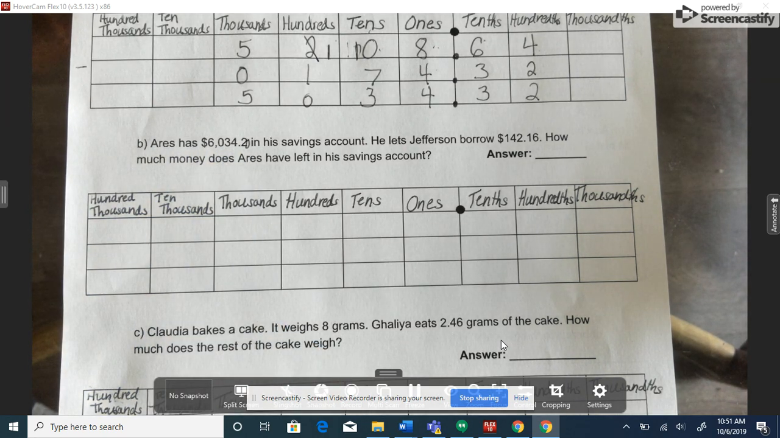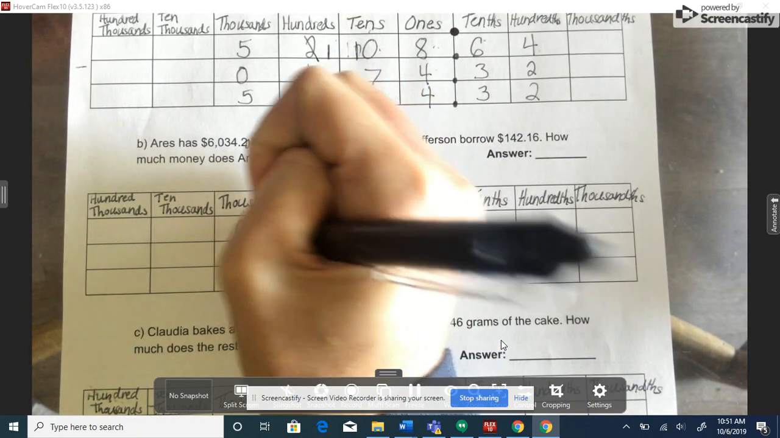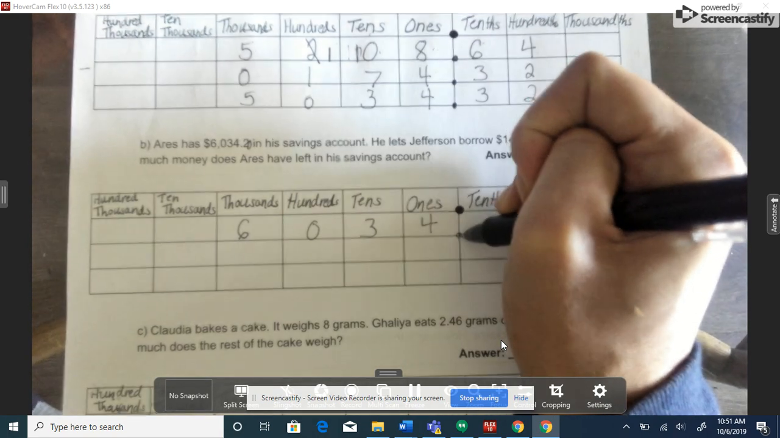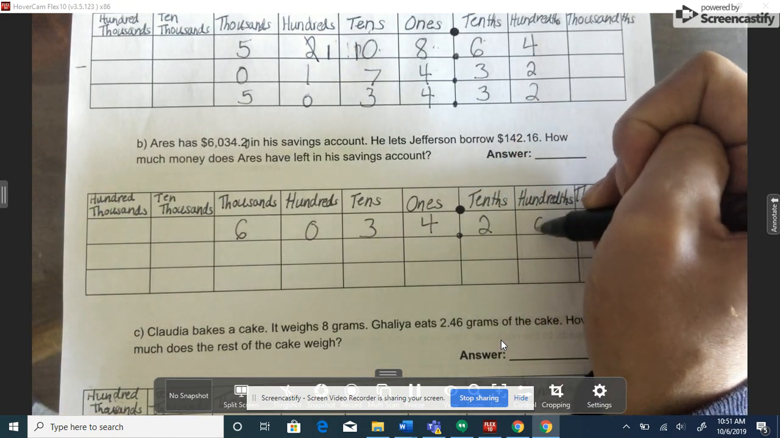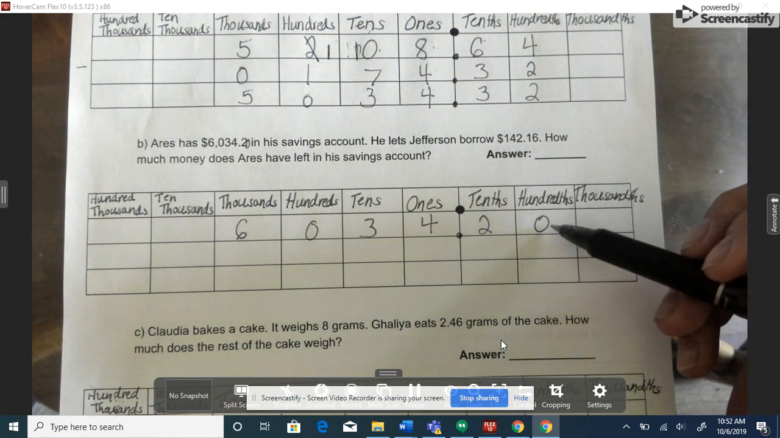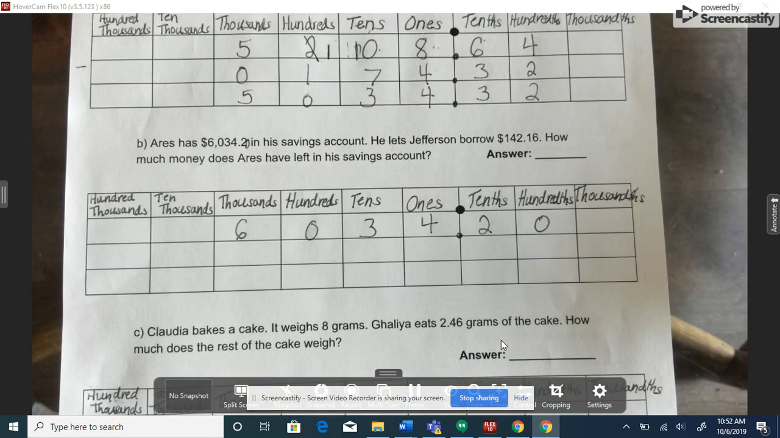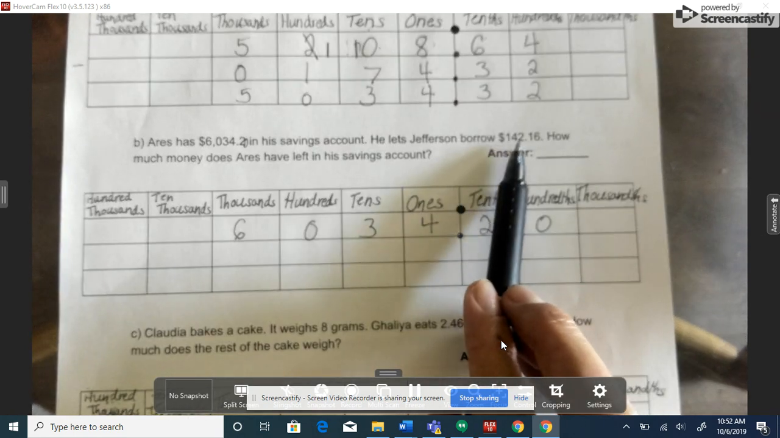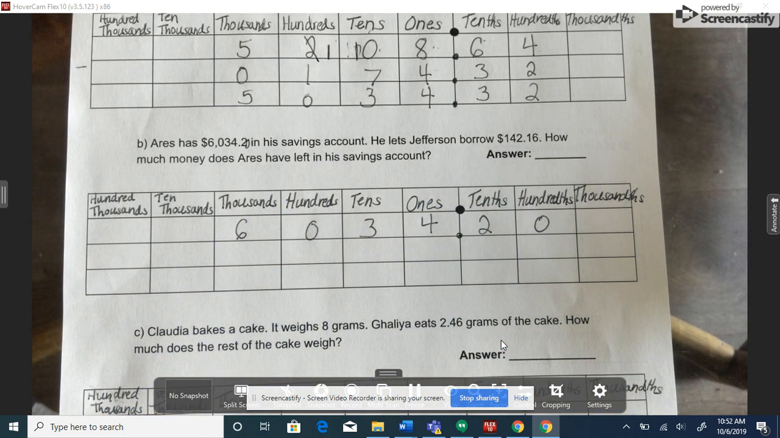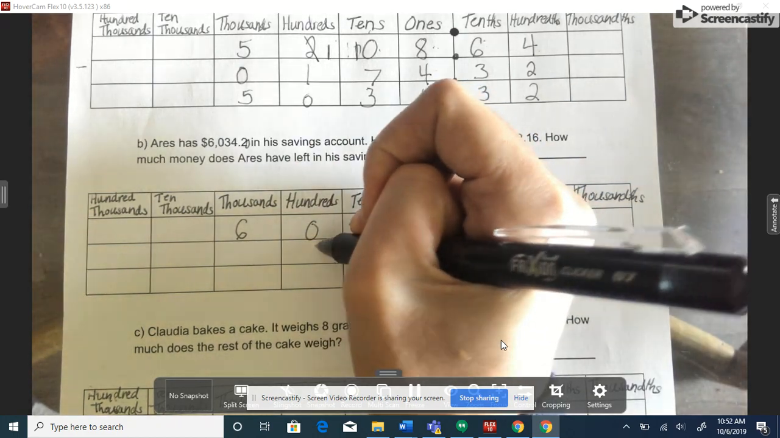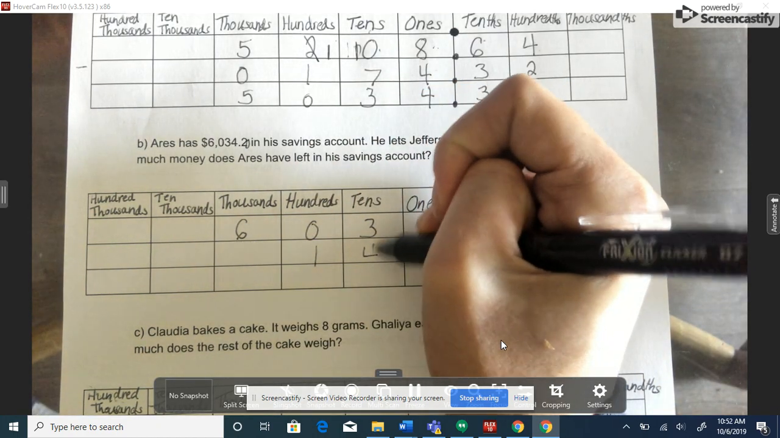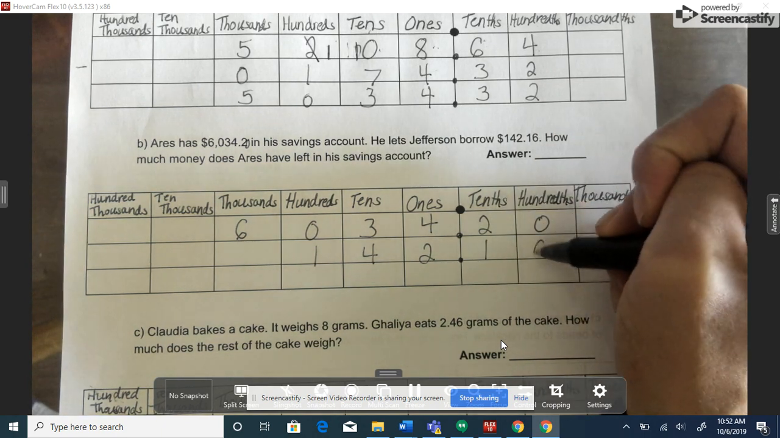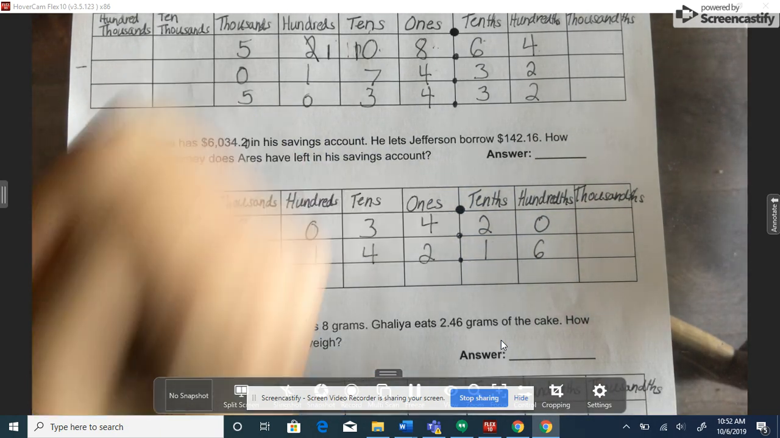$6,034.20 is what we're starting with, so we're going to put that correctly in our place value chart. Even though there wasn't a 0 to start with, we know there's 0 hundredths, so we can put a 0 in the hundredths place. Now, he's letting Jefferson borrow, so he's giving away $142.16. Remember to line up the place values. And we know we're subtracting.